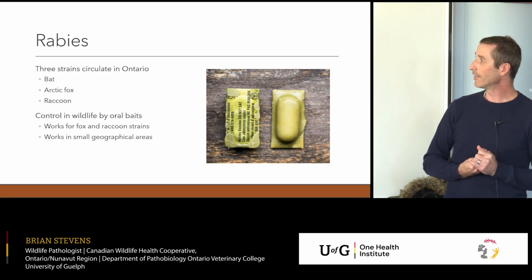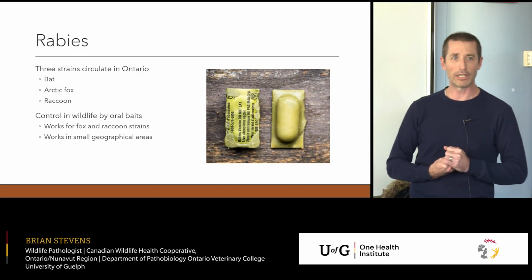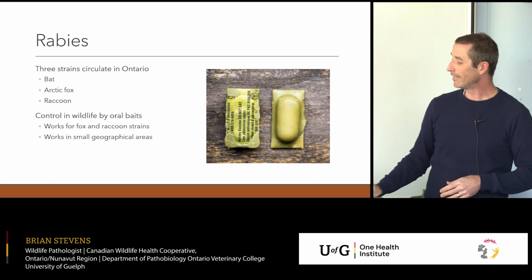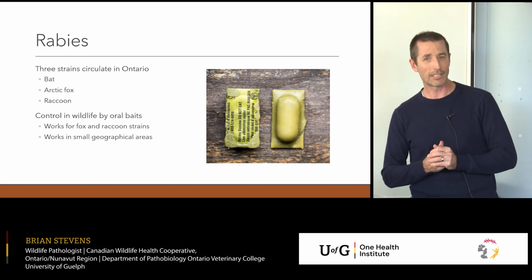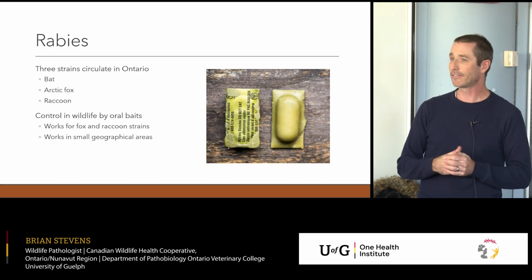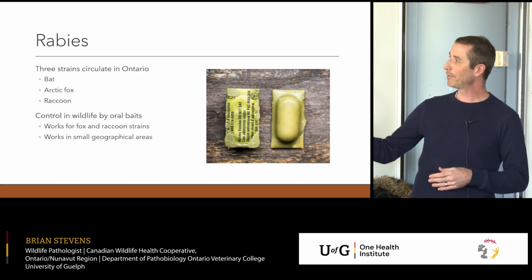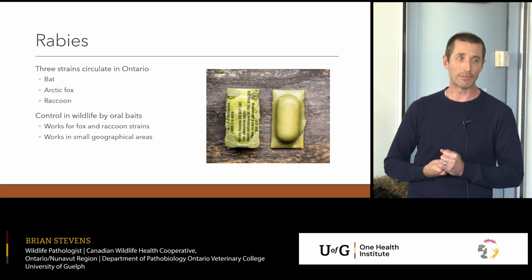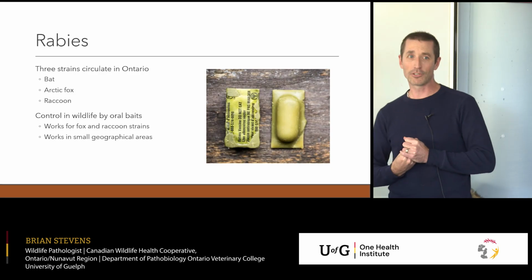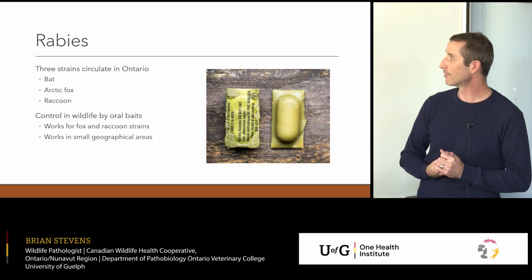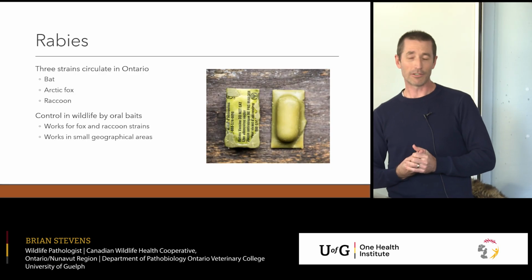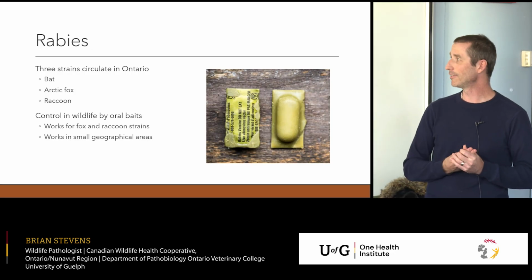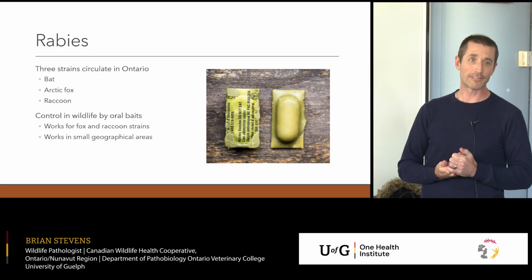With that, you can actually control for rabies in wildlife to a certain degree, especially for the Arctic fox and the raccoon strains, and that is by using these oral baits. So those are baits that have vaccine within them. They are going to be picked up, eaten by raccoons, skunks, foxes, and vaccinate that animal against rabies. This has been quite successful in Ontario and has led to a severe decrease in the number of rabies cases in our wildlife, as well as in humans and domestic species, specifically for the fox and raccoon strains.